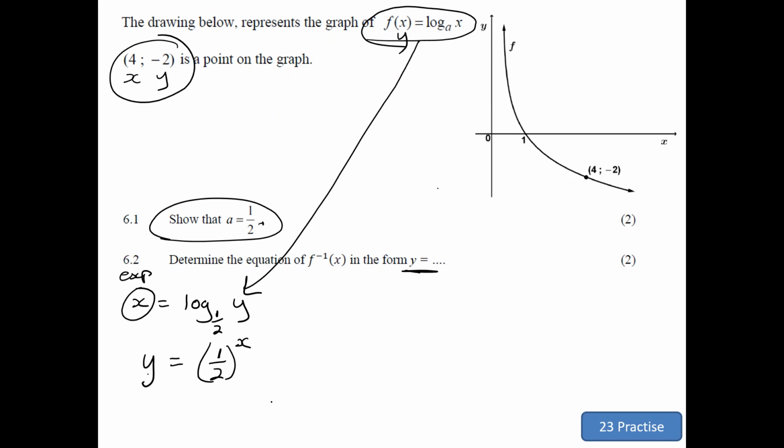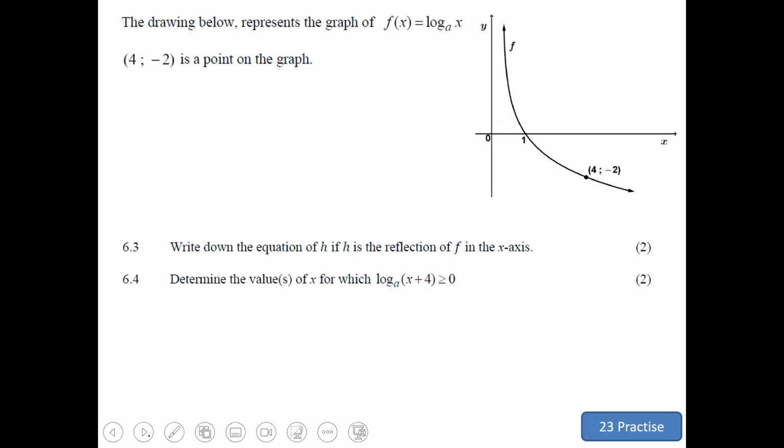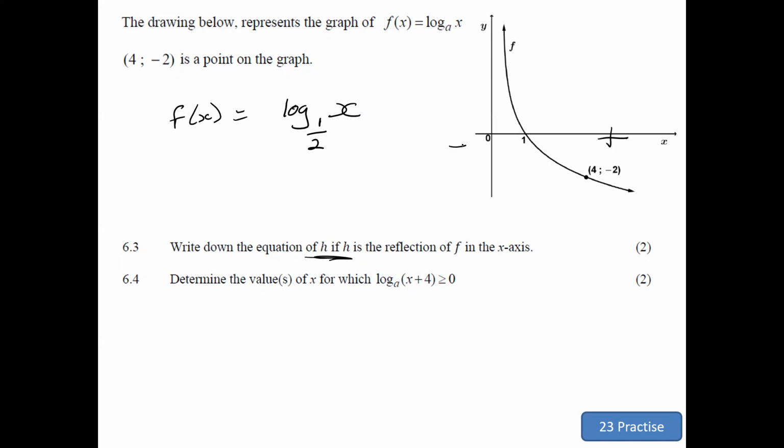All right, let's get to 6.3. The next question is, write down the equation of h, if h is the reflection of f in the x-axis. Remember, f now is represented by log x base half. So we're reflecting on the x-axis. Remember, your x-axis is positive, negative.